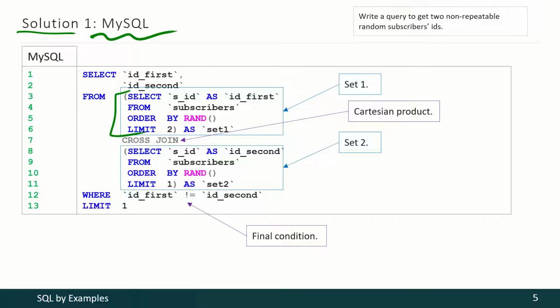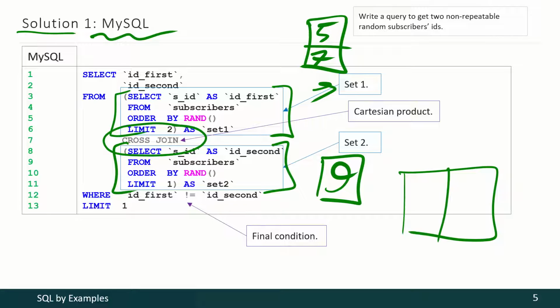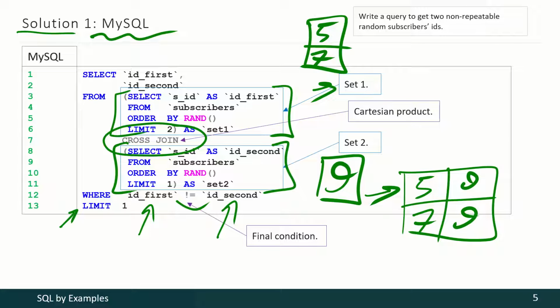In the first query, we produce the first set with two values, for instance 5 and 7. In the second subquery, we produce the second set with one value. Imagine it's 9. Then we have to produce the Cartesian product for that sets, and the result will be the next in this particular case: 5, 7, 9, 9. And then we have to extract one row with non-equal values in the left column and the right column. Let it be this row, for instance.